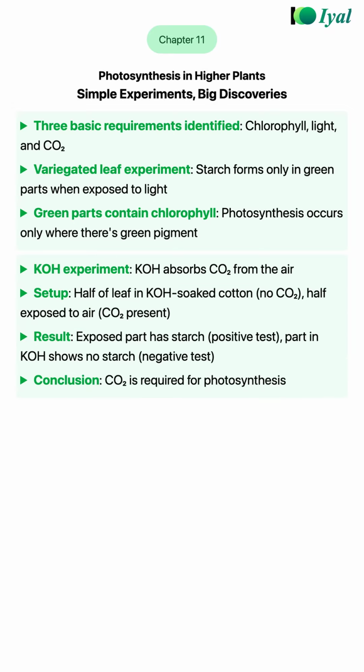So another experiment you might have done. Here's how it works. You take a leaf, right? You cover half of it with a test tube that has KOH soaked cotton inside. KOH, potassium hydroxide, it absorbs carbon dioxide. So inside the tube, no CO2. Outside the tube, air is there, CO2 is present. You put the setup in light for some time, then you test both parts of the leaf for starch.